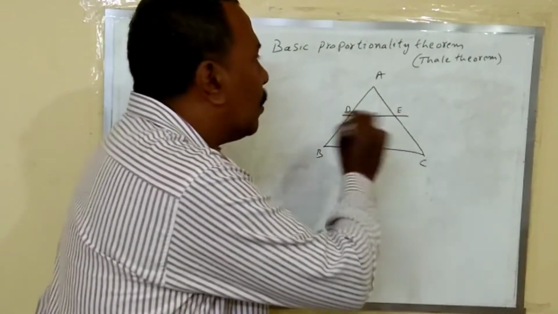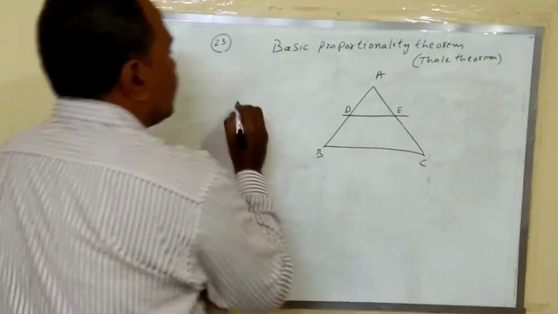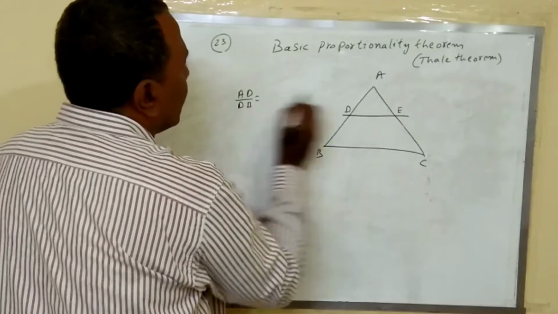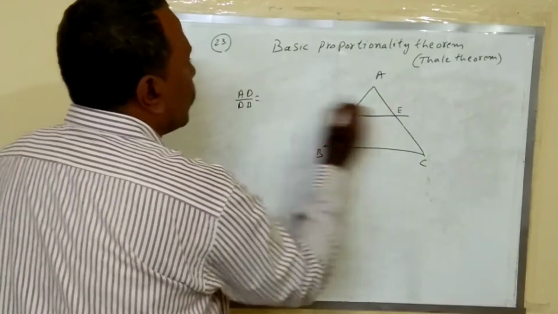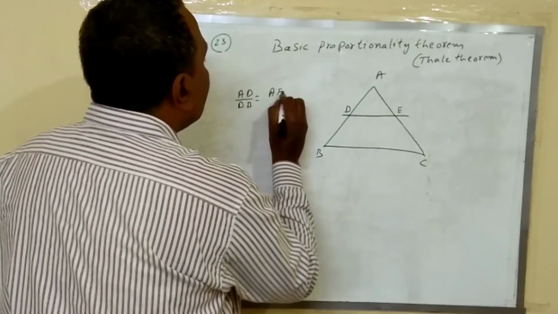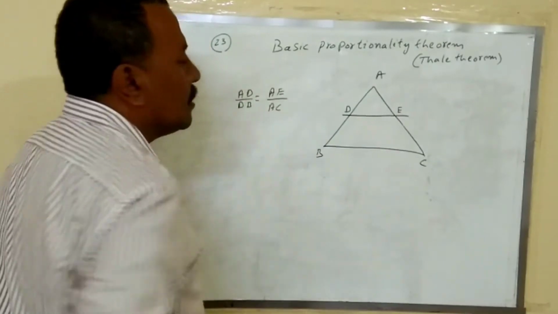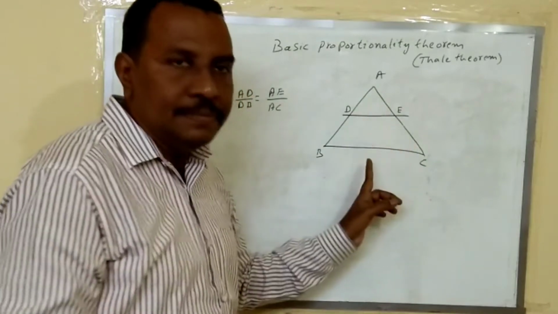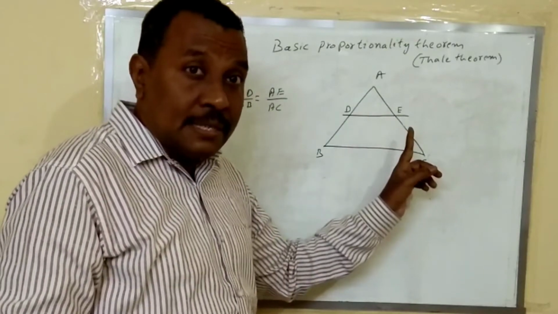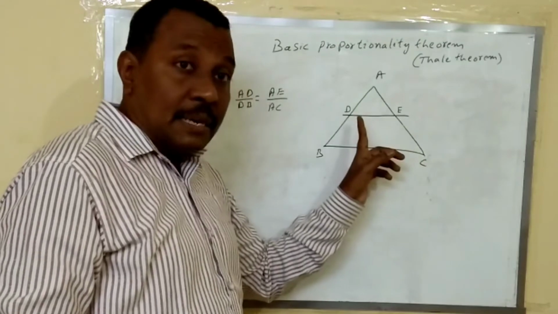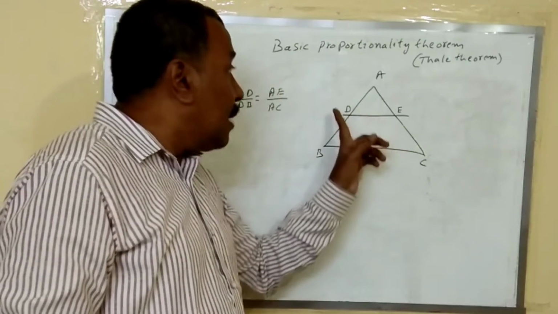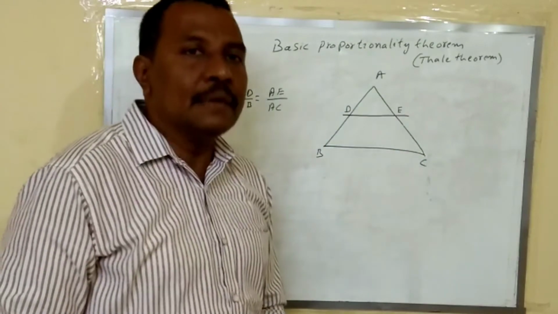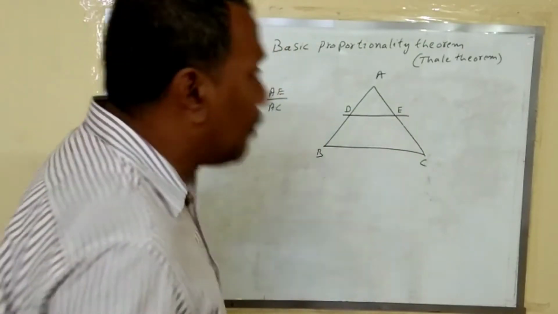That means both are in proportion. That means AD by DB is equal to AE by EC. Okay, a line drawn parallel to one side of a triangle, you can take any side, intersecting the other two sides at two different points, that line segment divides the other two sides in the same ratio. So this is called the basic proportionality theorem. Okay, we are going to prove this.